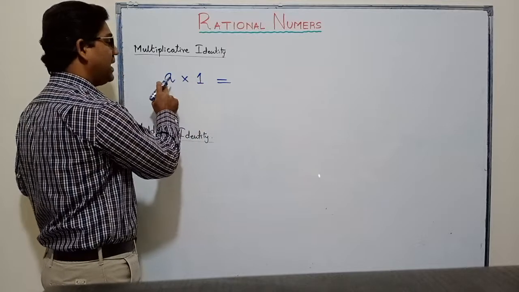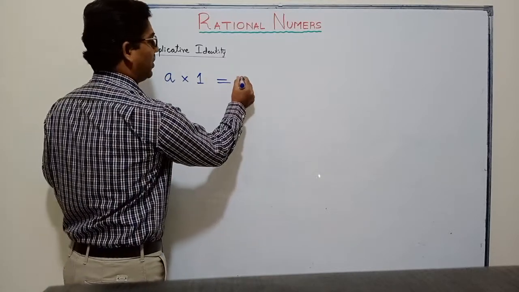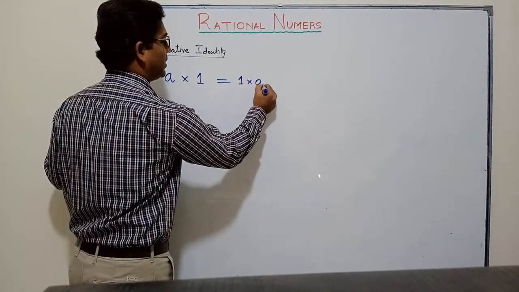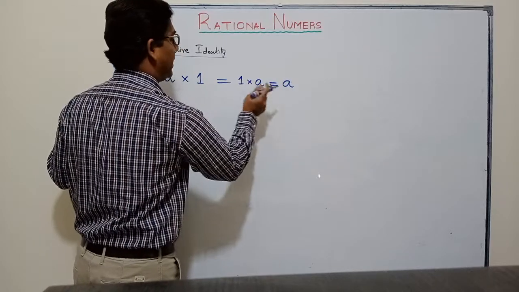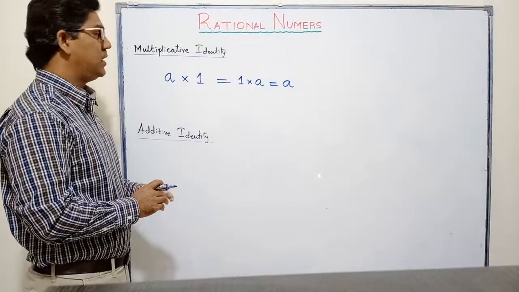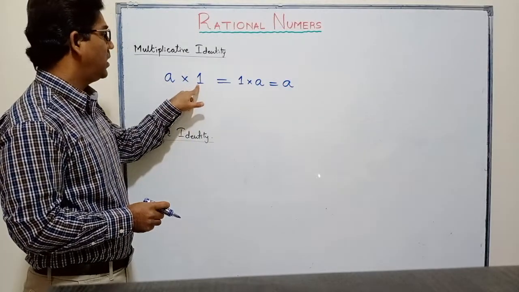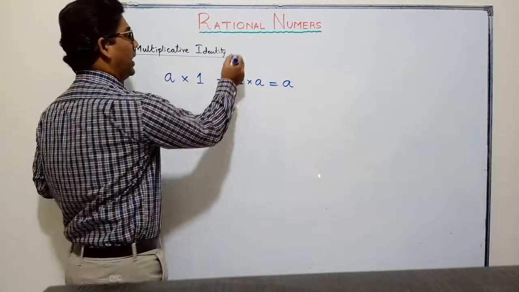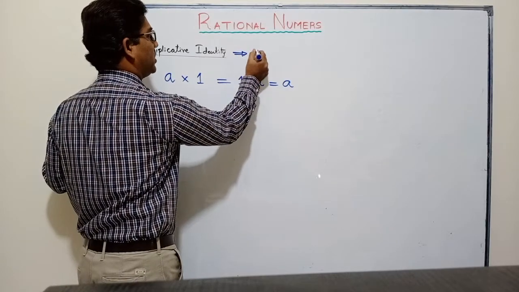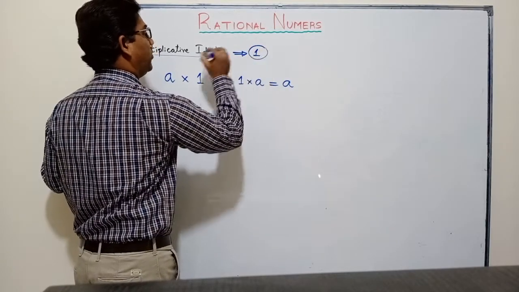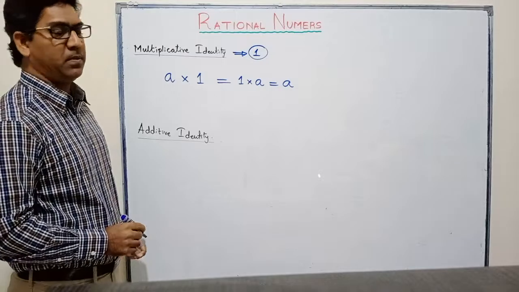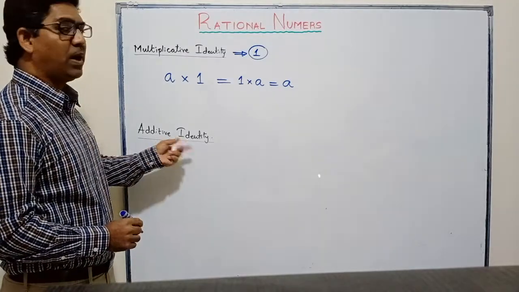So when you multiply any number by 1, or you multiply 1 to any rational number, the answer is same. It doesn't change my rational number. It is not changing the identity of my number. So the number 1 is known as my multiplicative identity because it is not changing the identity of the number on multiplying. Now let's come to additive identity.